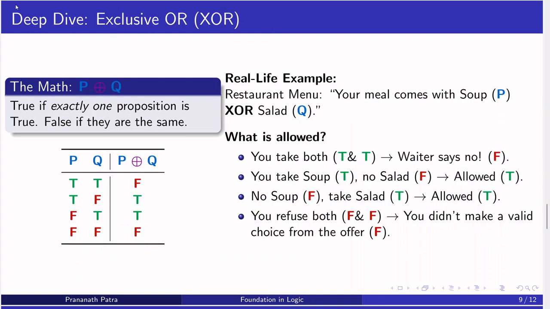Now this is a fun one, XOR, or exclusive OR, written as P XOR Q. XOR is true when exactly one of the inputs is true. If both are true or both are false, it returns false. Think of a restaurant that says your meal comes with soup XOR salad. If you try to grab both, the waiter stops you. That's false. Take only the soup, perfectly fine, true. Take only the salad, also fine, true. Refuse both? Well, you didn't make a valid choice from the offer, false.